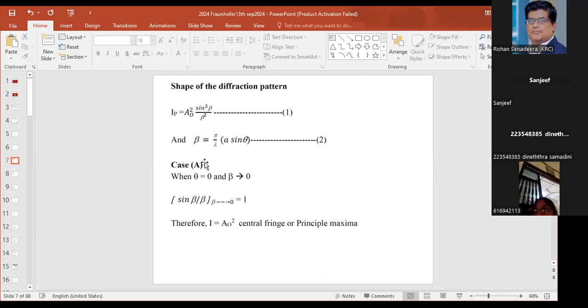When theta is equal to 0, from this second equation, you can see that pi over lambda A sine 0 means 0, that means beta goes to 0. And when that beta goes to 0, you can put it here. I don't know whether you have done these mathematical things.